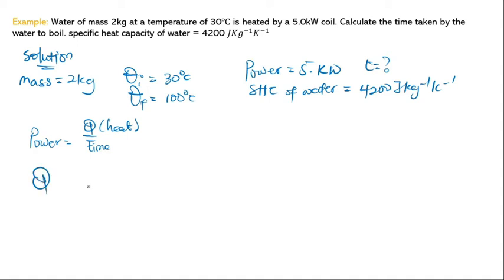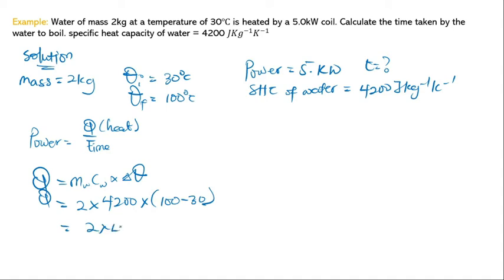So let's look at the heat energy. Our heat energy is equal to the mass of water multiplied by the specific heat capacity of water multiplied by the change in temperature. The mass of the water is 2, multiplied by the specific heat capacity of water, 4,200, multiplied by the change in temperature, which is 100 minus 30. That gives me 2 multiplied by 4,200 multiplied by 70, and then this will give me an energy value of what?